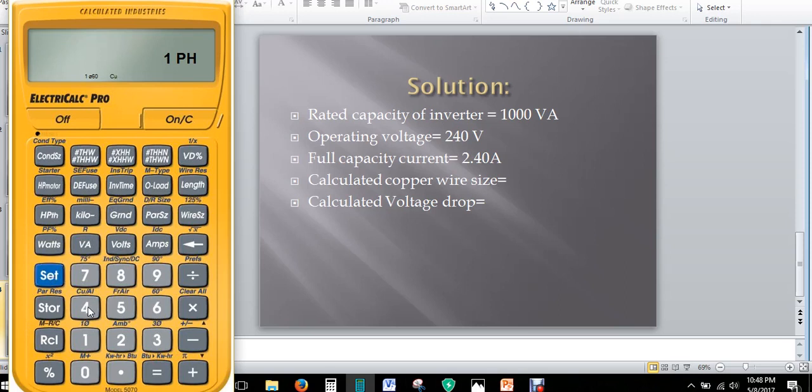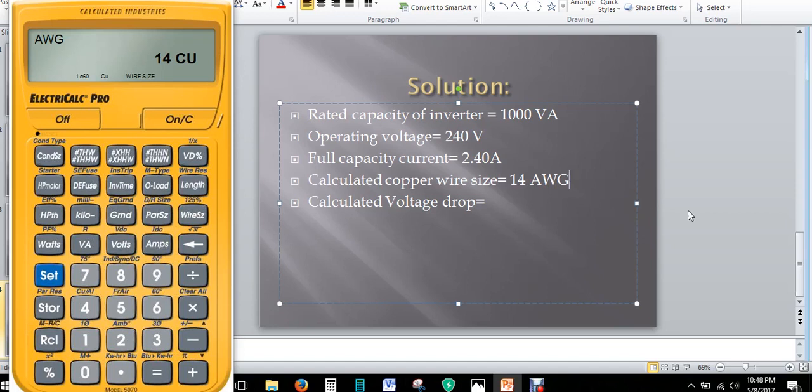Now let's enter the kVA. For us the kVA is 1, isn't it? Okay, 1 kVA, and for us the voltage is 240 volt. And then we will find the amps, that is 4.16. And then we will find the wire size. Wire size is 14 AWG of the copper, so that is 14 AWG.